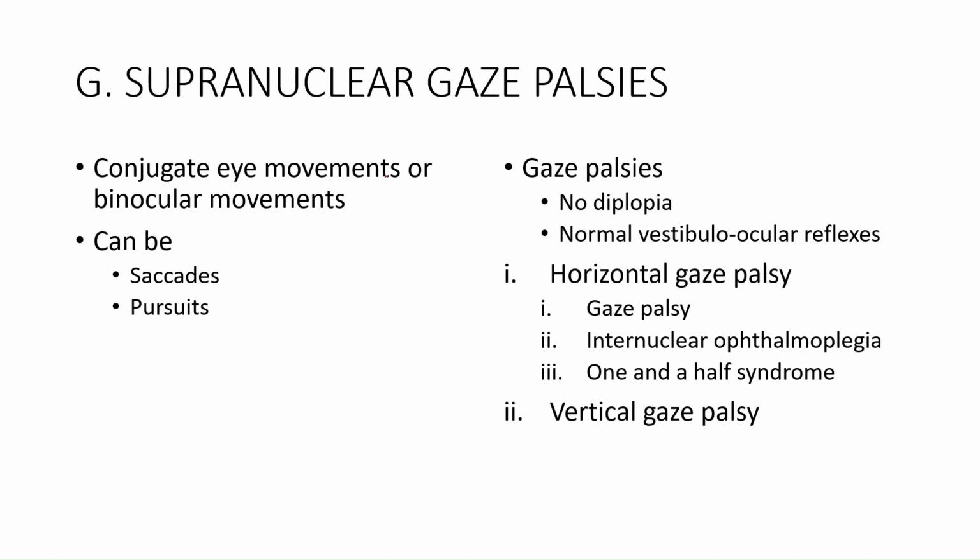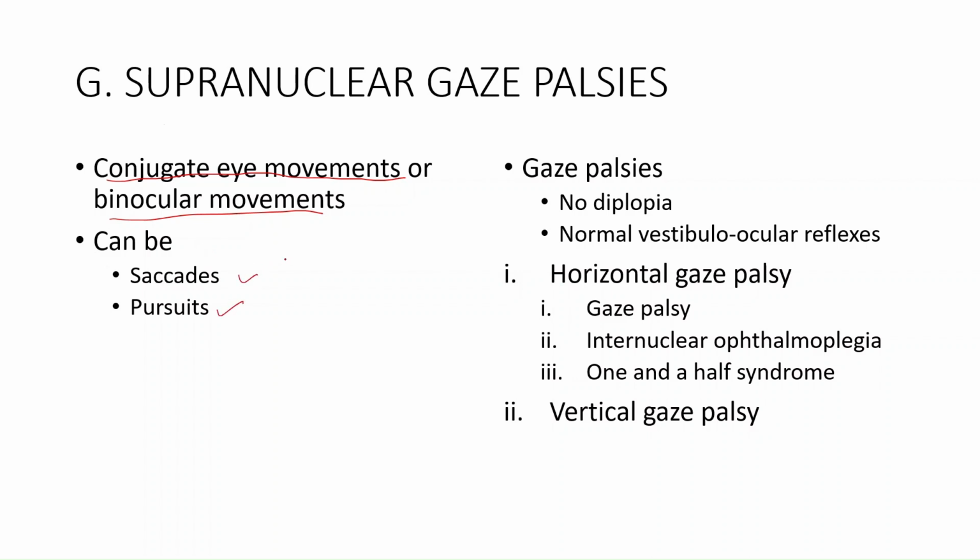Now let's talk about supranuclear control of the eye movements. So what do you mean by supranuclear? Above the 3rd, 4th and the 6th, there is a control from the cortex. Okay, so this control is needed when you need conjugate or binocular eye movements or versions. So when both eyes have to move together, we need a supranuclear gaze control. So conjugate eye movements can be either saccades or pursuits.